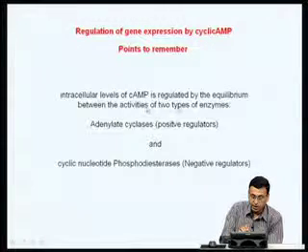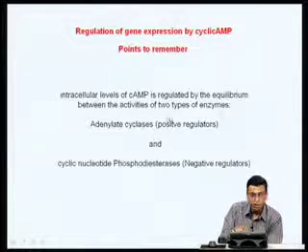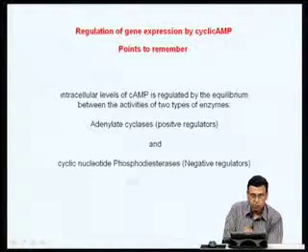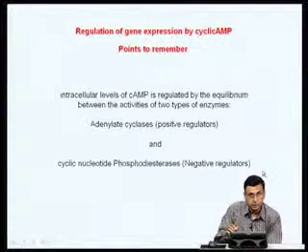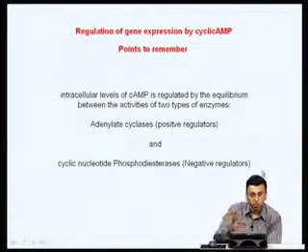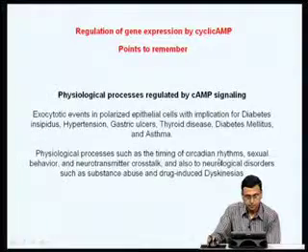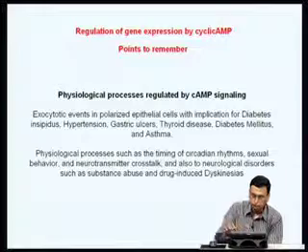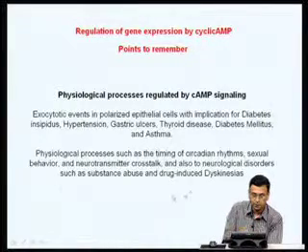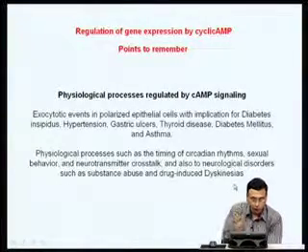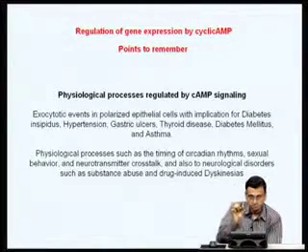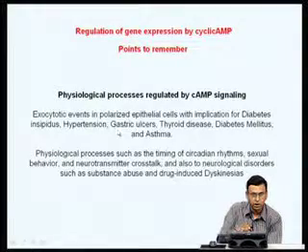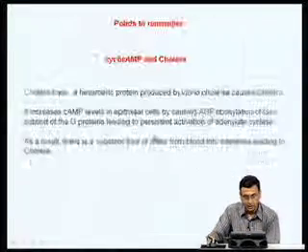Now, intracellular levels of cyclic AMP are regulated by the equilibrium between two types of enzyme activities. Adenylate cyclases act as positive regulators of the cyclic AMP response. Cyclic nucleotide phosphodiesterases act as negative regulators. So, as soon as cyclic AMP is formed, it is also cleaved by these phosphodiesterases. Now, what are the physiological processes governed by cyclic AMP signaling? A number of events are regulated by cyclic AMP. I have listed all these things, but we have discussed only one aspect, namely regulation of gene expression. In addition, a number of other processes like exocytic events, which play an important role in a number of disease processes, are regulated by cyclic AMP.